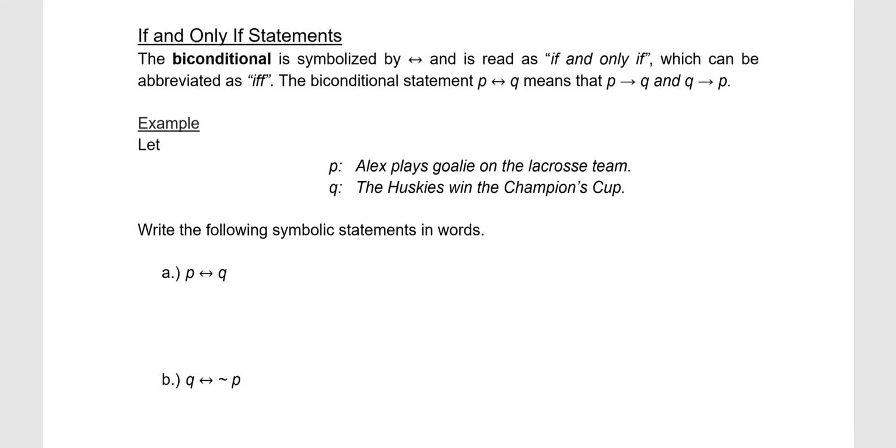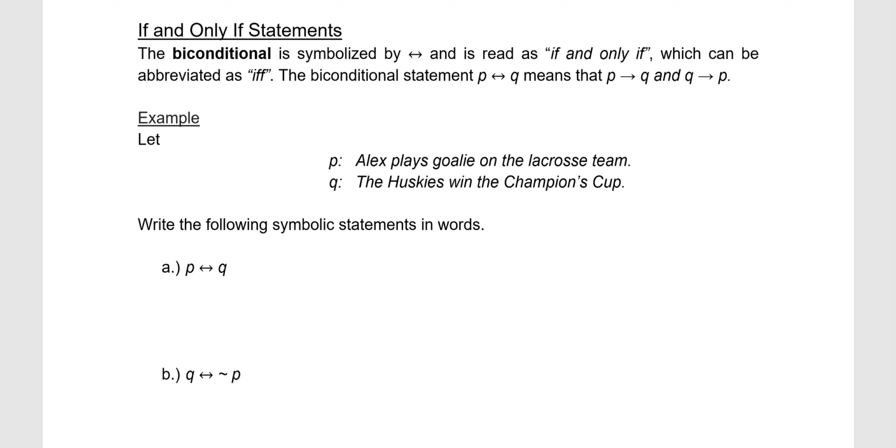Okay, so one of the last things we'll be doing is the if and only if statements. So this is called the biconditional. Notice that it's almost the same thing as conditional, except with the prefix "bi" in front of it. So "bi" meaning two. So this is going to be symbolized with a double-headed arrow, and it's going to be read "if and only if." And we can also abbreviate it as IFF, that represents if and only if.